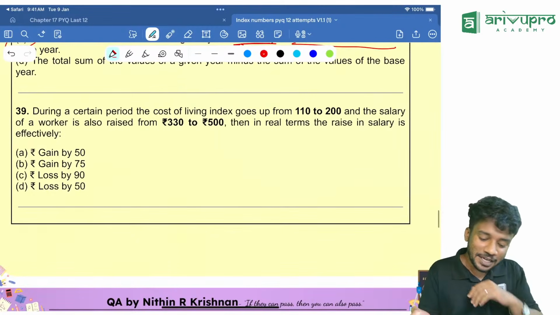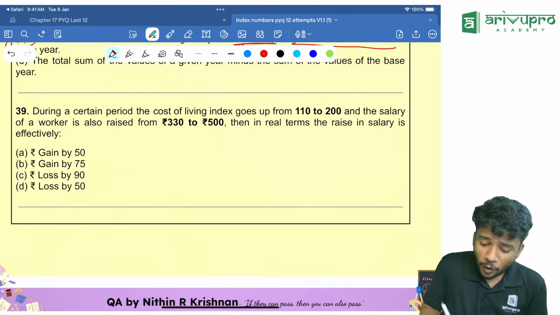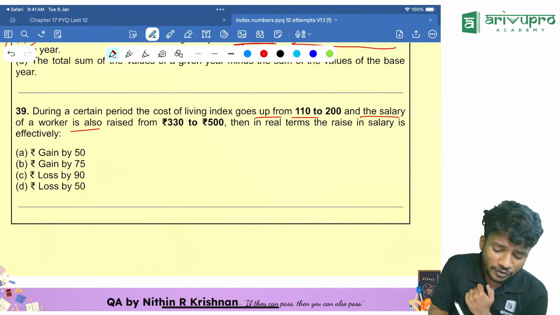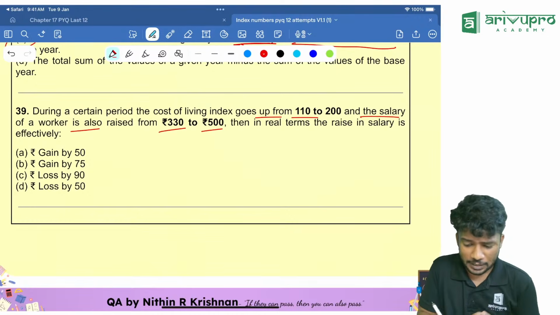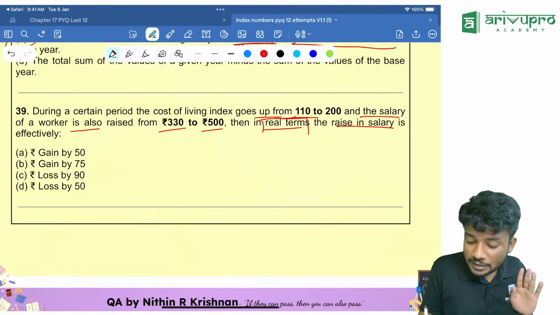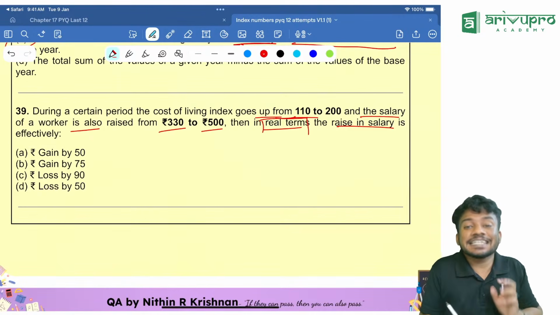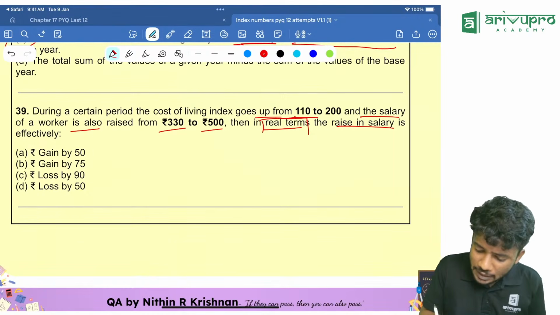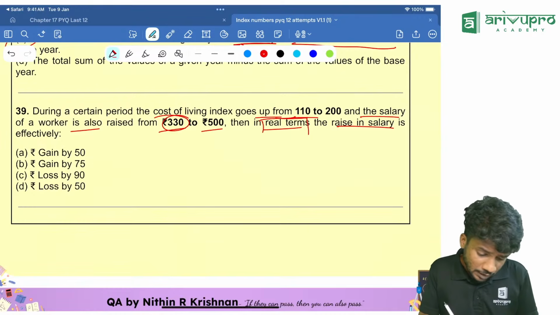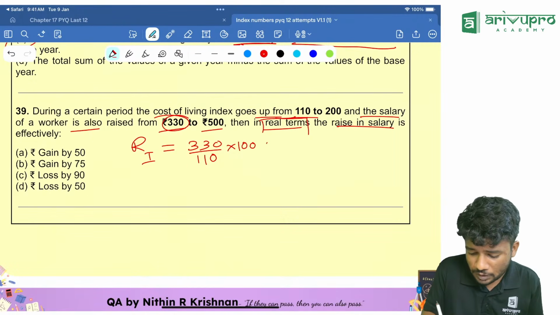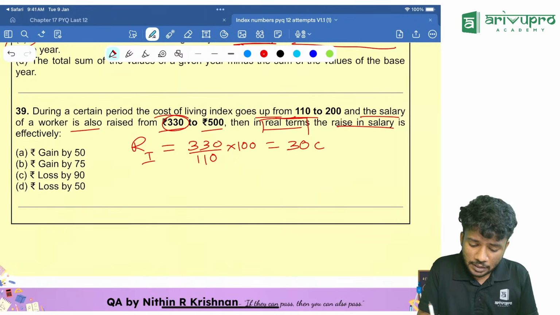Okay. Let's see. During a certain period, the cost of living index goes up from 110 to 200 and the salary of a worker is raised from 330 to 500. In real terms, very important, the phrase real terms is the keyword over here. The rise in salary is effectively how much? Tell me, what is the salary over there in real terms? We will take the real case one, that is 330 divided by index into 100, which is equal to how much now? That is nothing but 300.